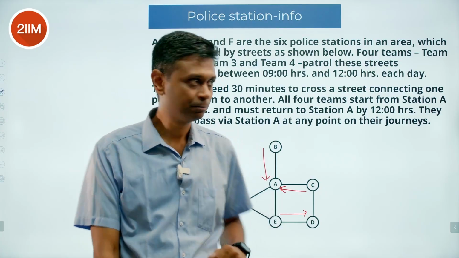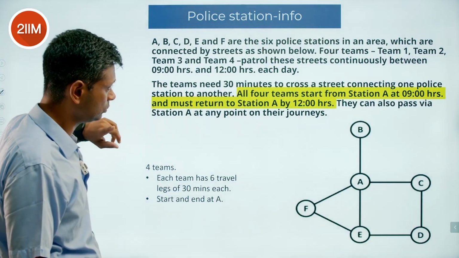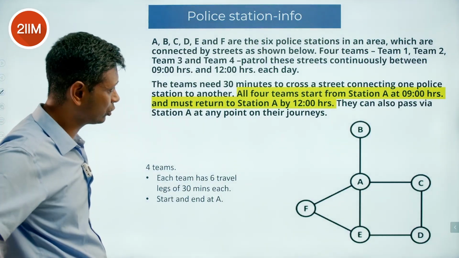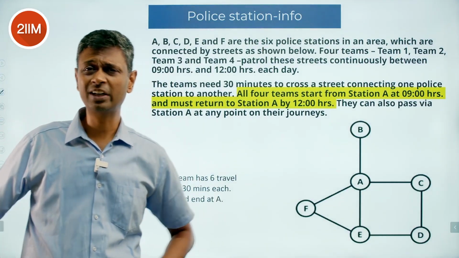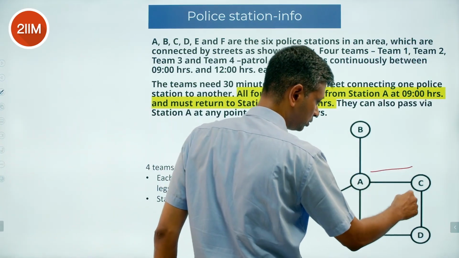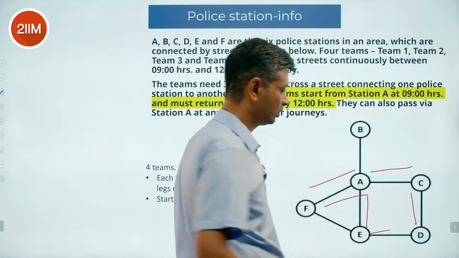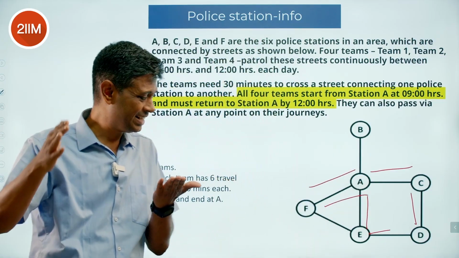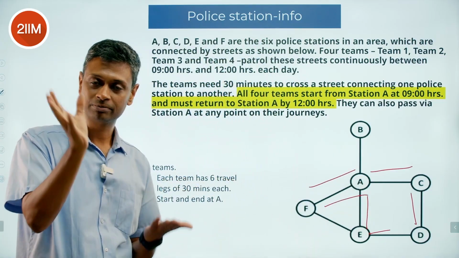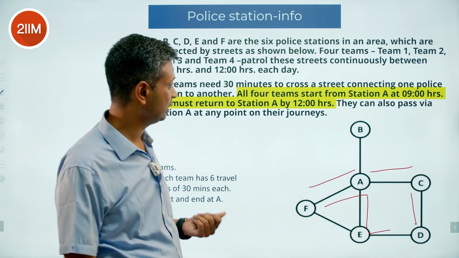That I like again. So what I'm going to start with is this. Start at 9 o'clock, must return to station A by 12 o'clock. Each of them has 6 different legs. Each leg is half an hour. So one team could go this way: 1, 2, 3, 4, 5, 6. So they could do A, C, D, E, A, F, A. So 6 different travel legs they have. Right.